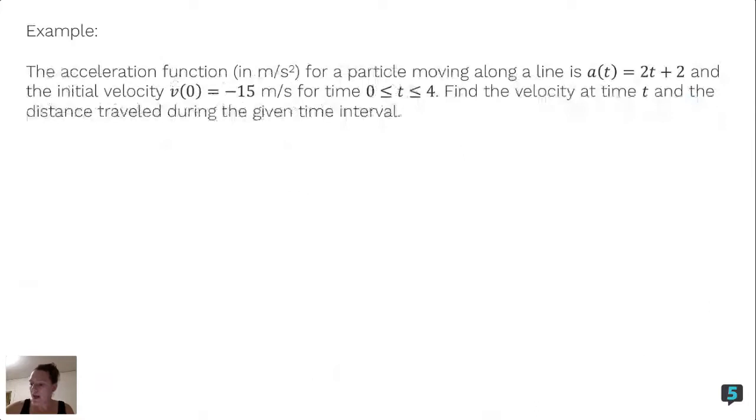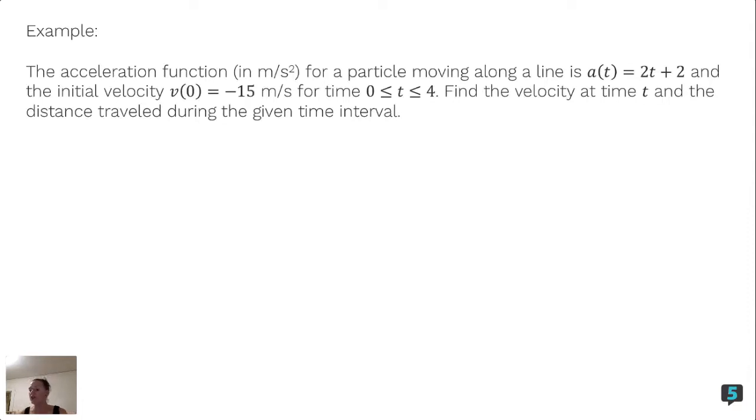This time we have the acceleration function in meters per second squared. So we're starting with acceleration for a particle moving along a line: a of t equals 2t plus 2. And the initial velocity v of 0 equals negative 15 meters per second, for time 0 is less than or equal to t is less than or equal to 4. And we want to find the velocity at time t and the distance traveled during the given time interval.